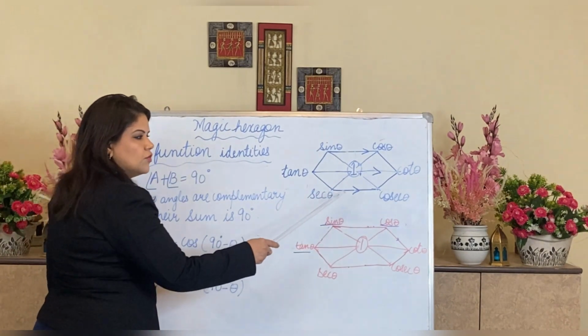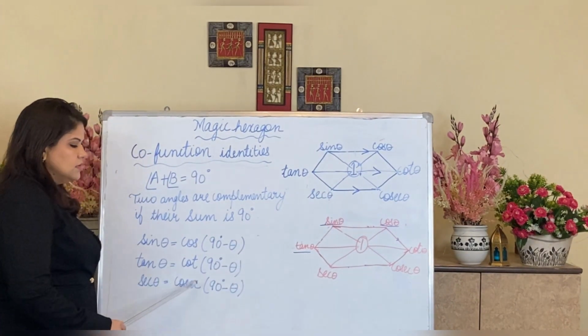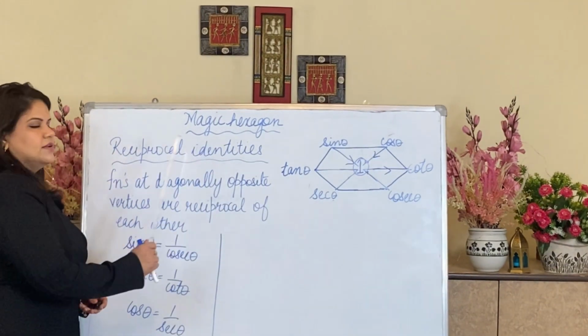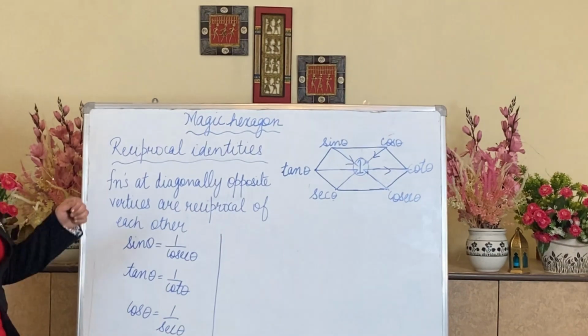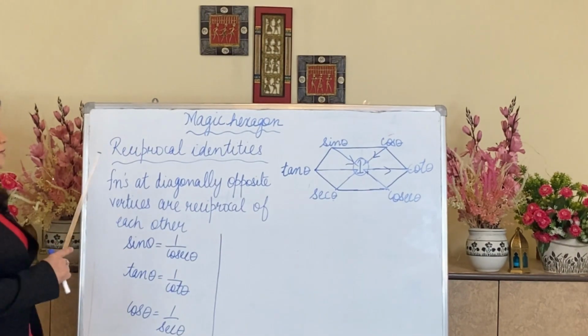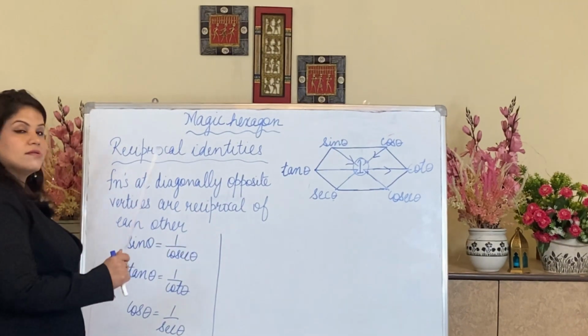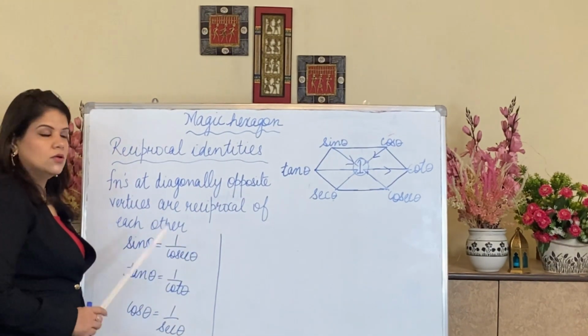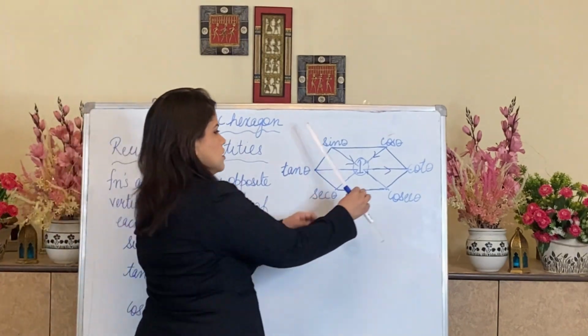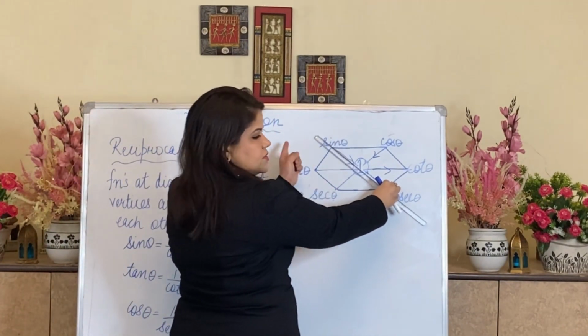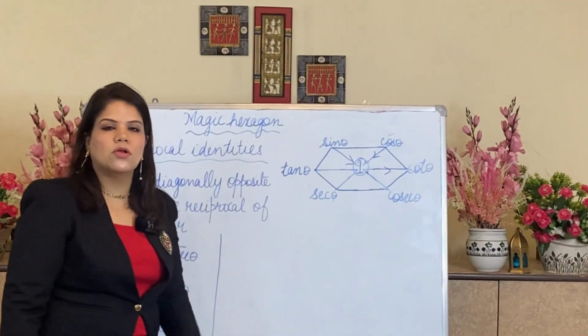Secant theta will be equal to cosecant 90 minus theta. Now I am taking reciprocal identities. In this, what I have to remember is that functions at diagonally opposite vertices are reciprocal of each other. What does it mean? This is the diagonal. Whatever functions are on the opposite side, they are reciprocal of each other.